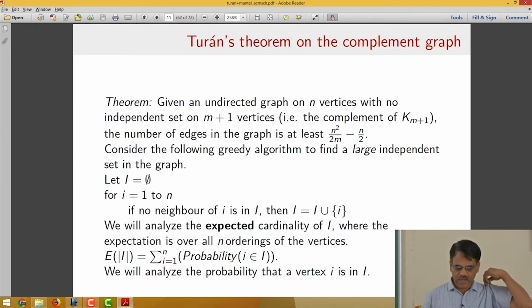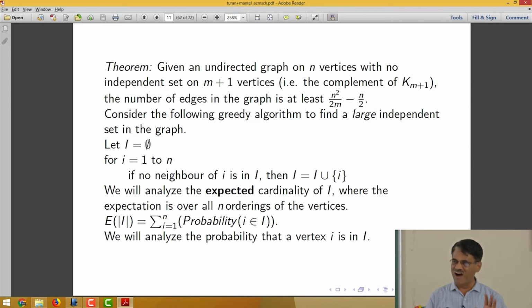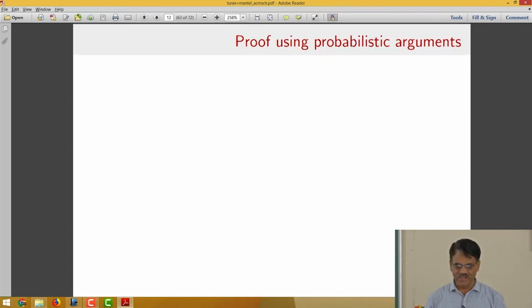Here is one way to analyze the expected size, this cardinality: I run through every vertex and see what is the probability that that vertex will be in my independent set. Probability is over all possible permutations. Whenever you talk about probability or average, you are talking about a distribution. So over all permutations, what is the probability that my vertex i is in the independent set? It sounds hard, subtle, but there is a very simple argument, we will get there.